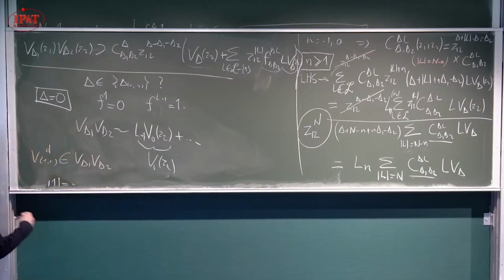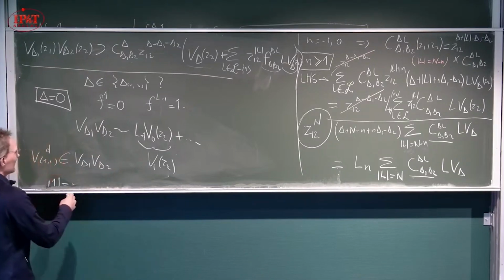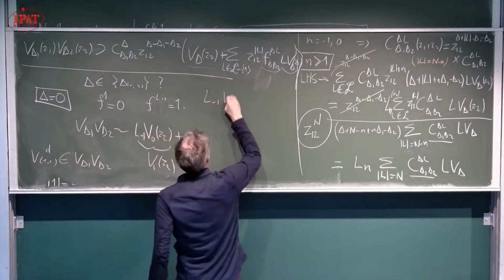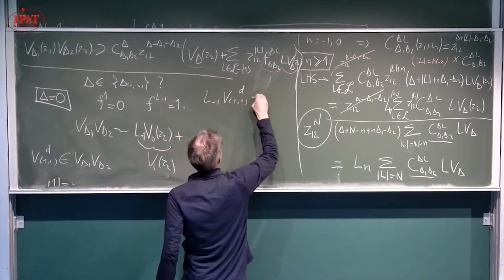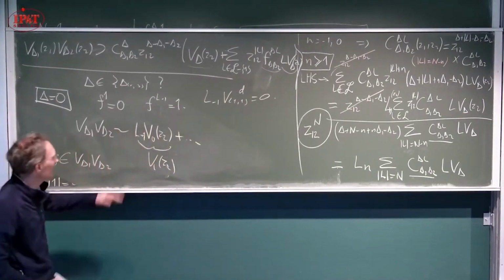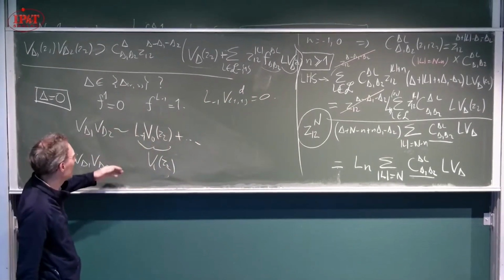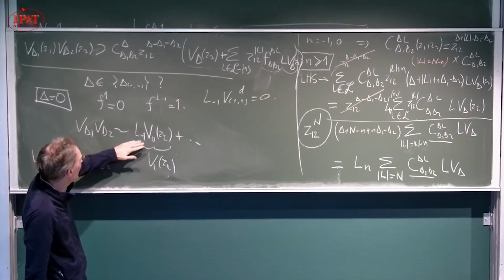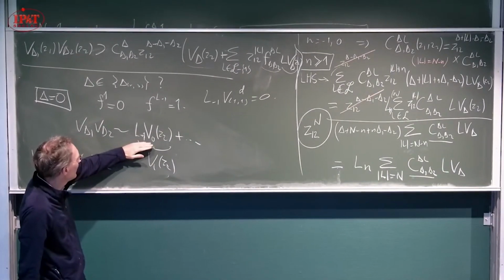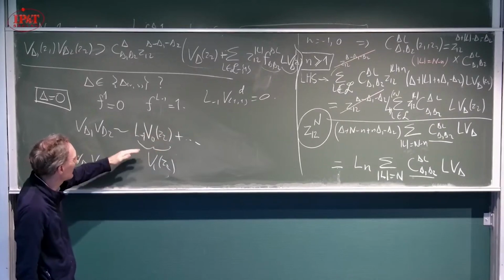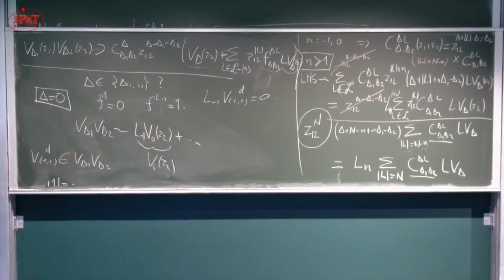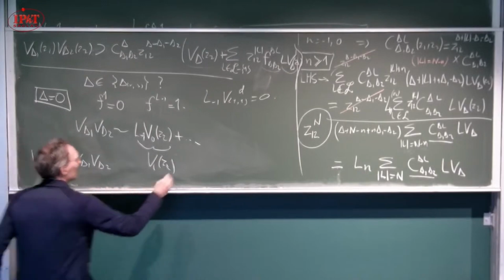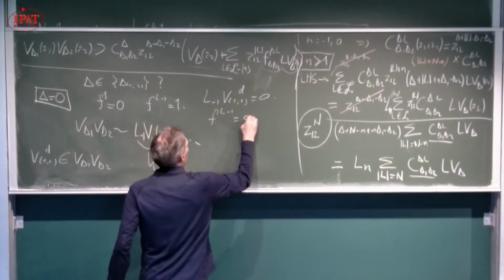So V11, by definition, has a vanishing null vector here. So L minus 1 V11 degenerate is 0. So we can't really say that we normalize the OPE with the coefficient of this vector because it's 0. So we are forced, in fact, to have f L minus 1 equals 0.